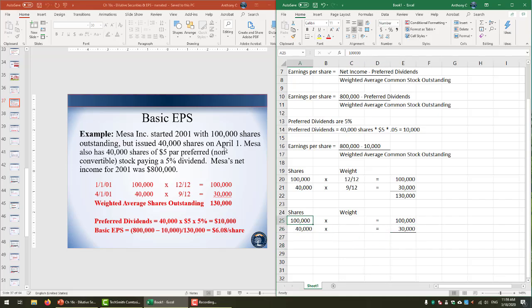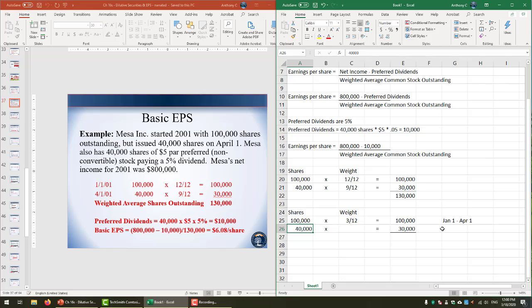So the company has 100,000 shares from January 1st out until April 1st, at which point it issues 40,000 more shares. So it has 100,000 shares for 3 months out of the 12 months of the year. So it receives a weight of 3 over 12.